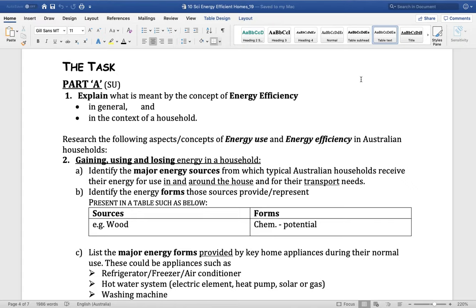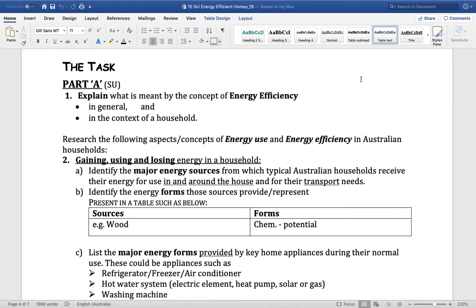Hello Year 10s. This video you can use to help you write your assignment that you have on at the moment called Energy Efficient Homes. This video is just going to go through part A of this assignment. Part A, question 1, asks us to explain what is meant by the concept of energy efficiency.